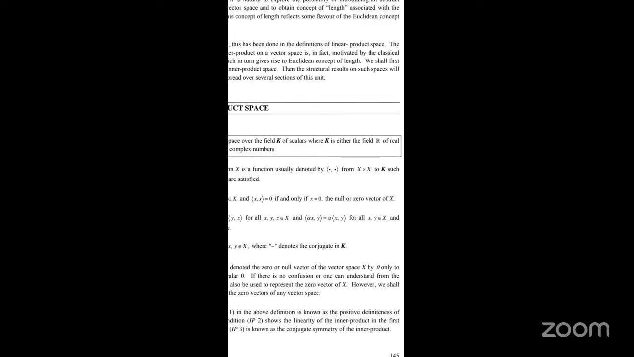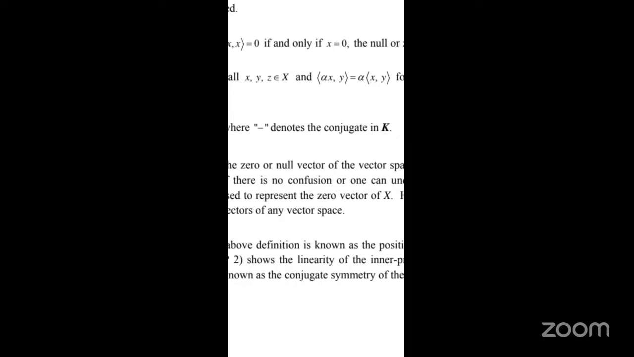Okay, here IP1 is called positive definiteness, IP2 is called linearity, and IP3 is called conjugate symmetry. So when these three conditions are verified, that is called an inner product space. Now, first of all, we define the mapping as the inner product function. An inner product function defined on X cross X to K is said to give an inner product space.